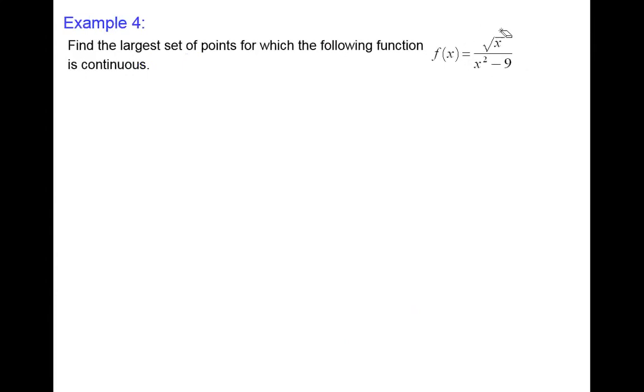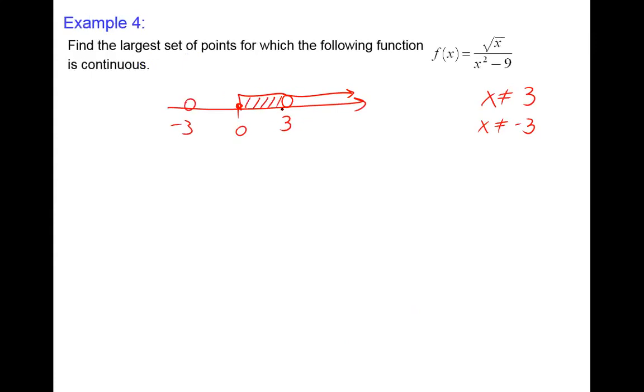What do you think? What's the domain of this function? What numbers are not in the domain? Can you tell me? 3 and -3, really good. And what other numbers do I have to remove? Can you see the top? Yes, I have to remove negative numbers. That means I can take only positive numbers. And on my way, I have to remove 3. I also have to remove negative 3, but negative 3 is automatically not a positive number.